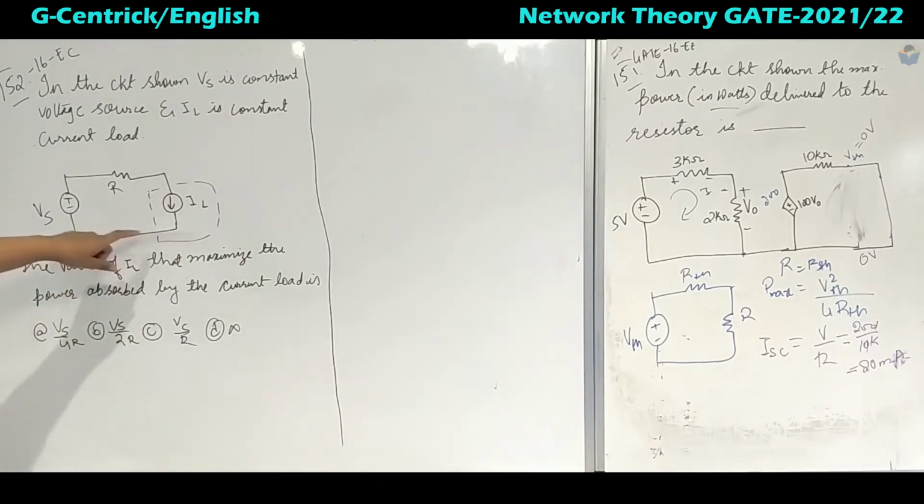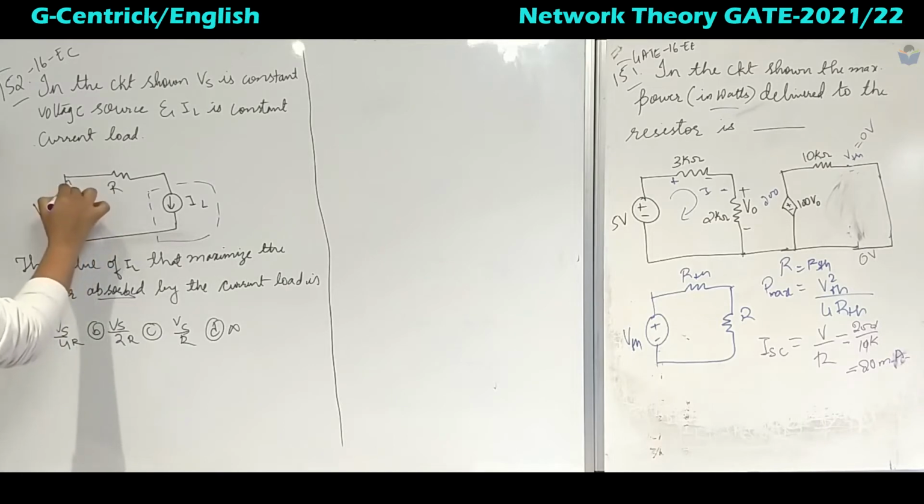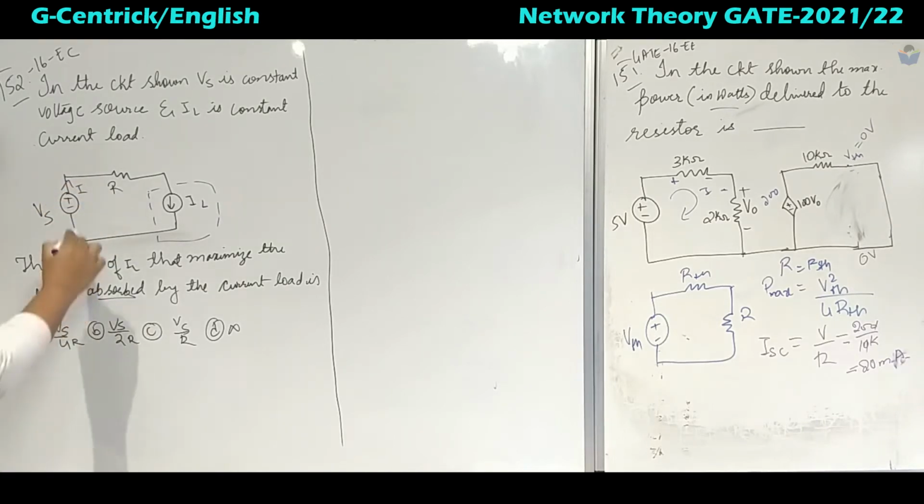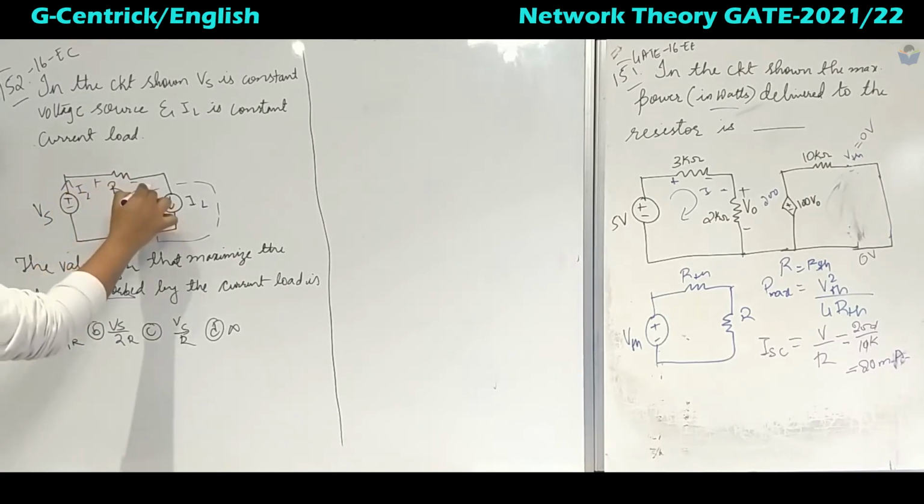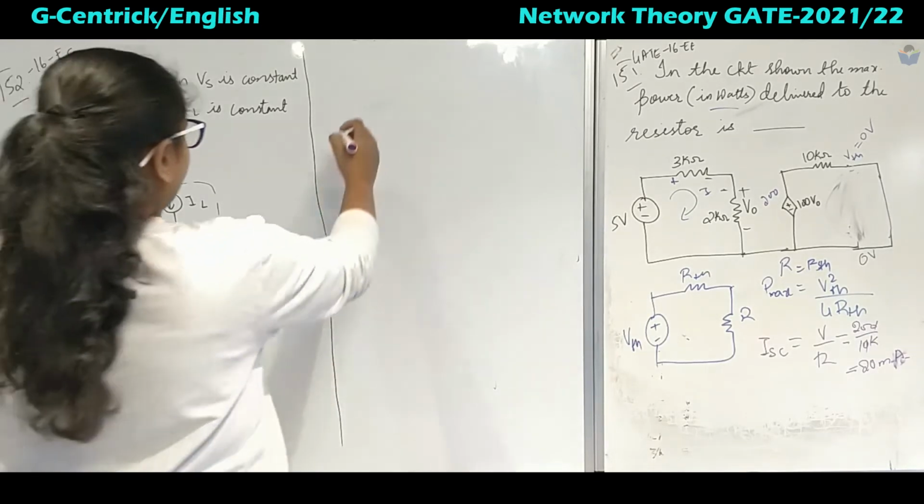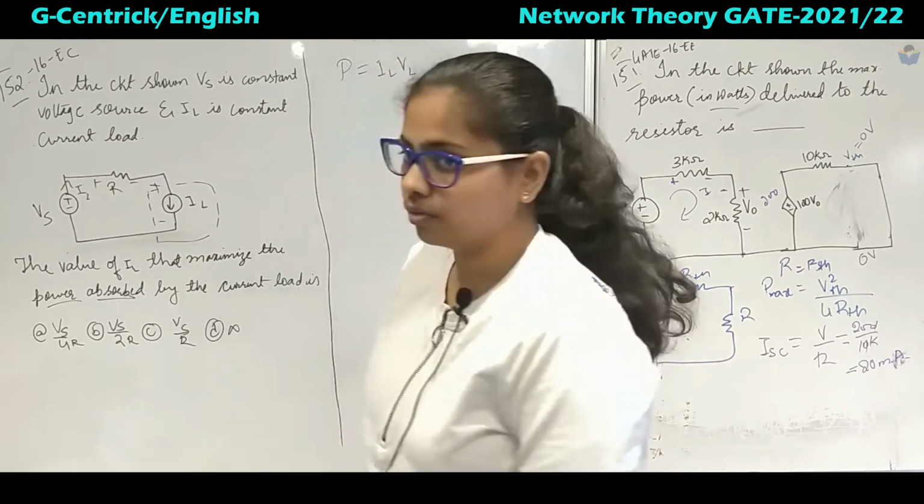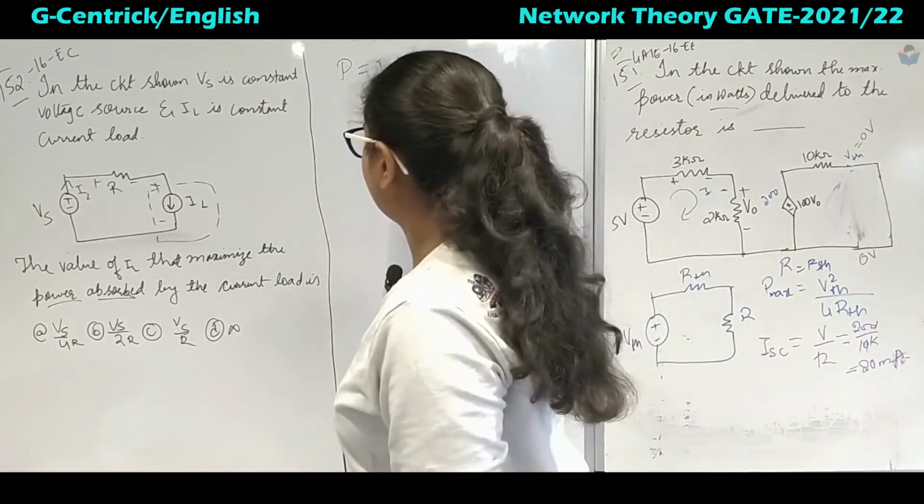Now what is meant by absorbed? If it is V, then the current will be flowing in this direction. This is plus minus, here also plus minus, meaning its current is being absorbed. So this source is absorbing the power. Now what is the power defined as? IL into VL. So to find the power, we need VL.